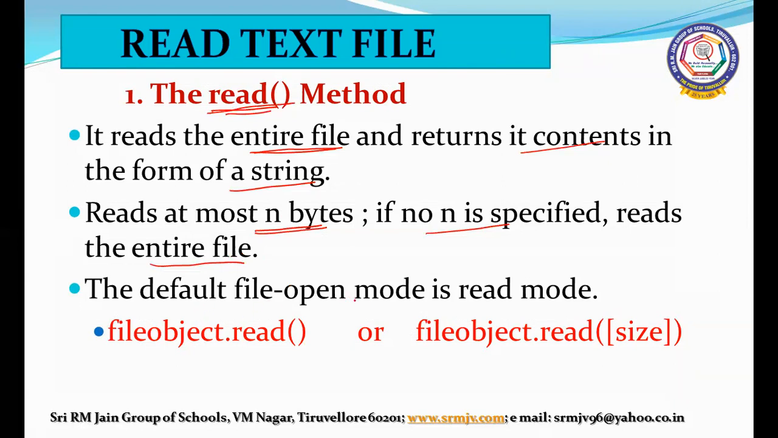The default file open method is read mode. Always it reads in a read mode. Here we have two syntaxes, right? File object dot read, or file object dot read of size. That is the number of bytes either we can specify or we can leave.